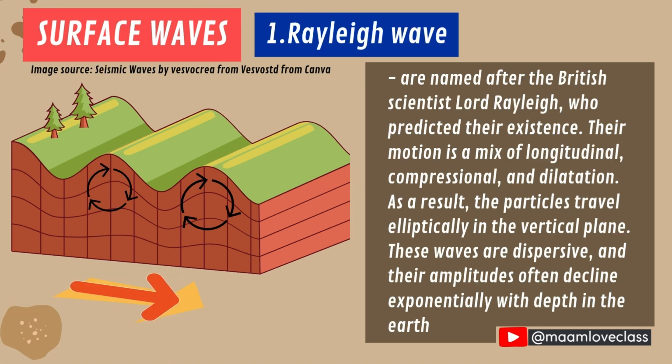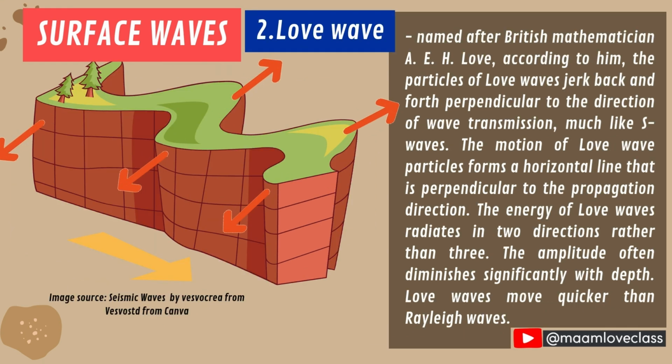The surface waves. The first one is called the Rayleigh wave. They are named after the British scientist Lord Rayleigh, who predicted their existence. Their motion is a mix of longitudinal, compressional, and dilatation. As a result, the particles travel elliptically in the vertical plane. These waves are dispersive, and their amplitudes often decline exponentially with depth in the Earth. The second type of surface waves is the Love wave.